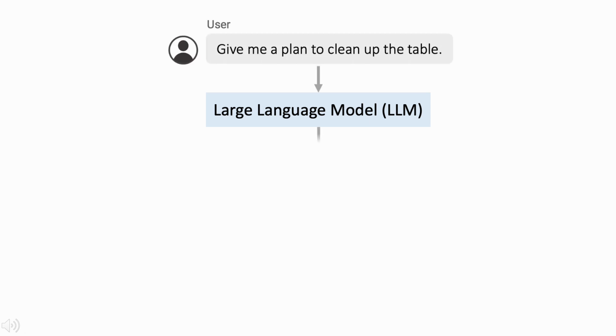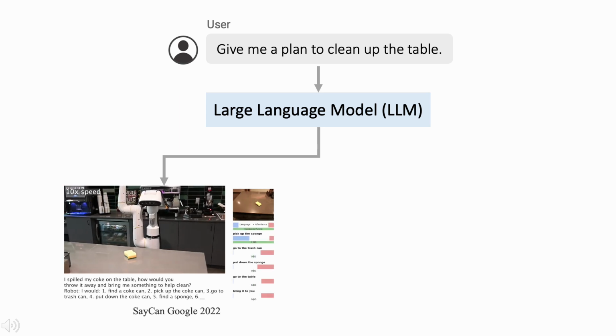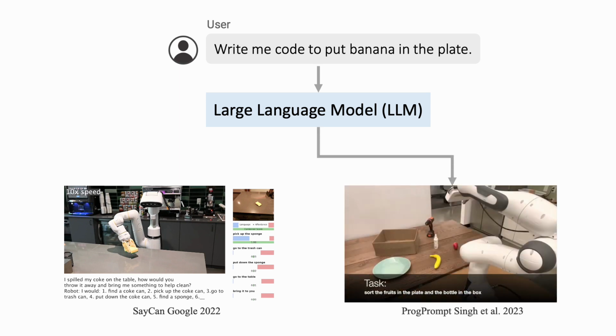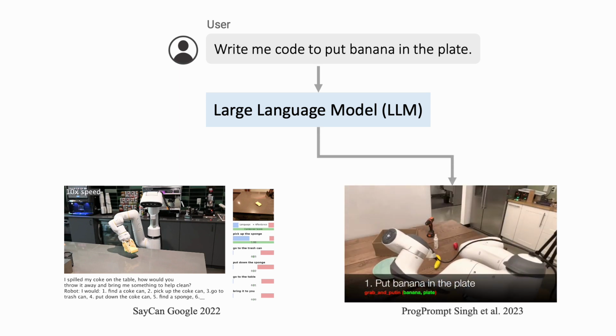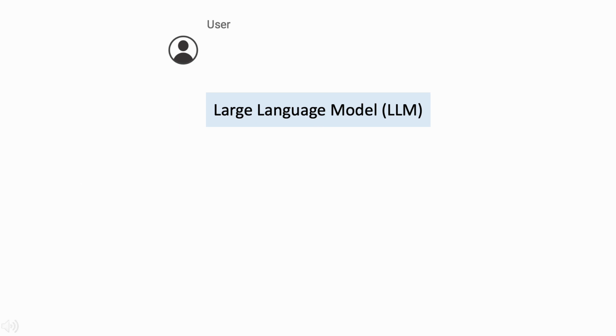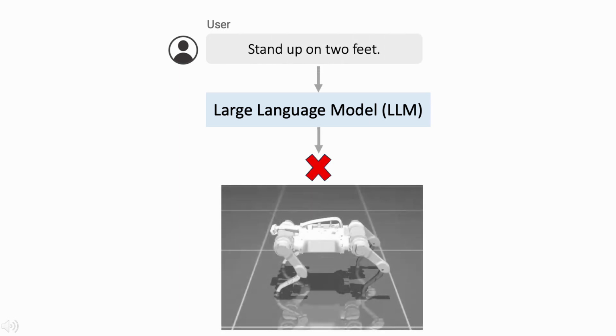Recent progress in large language models for robotics has shown its ability to generate long horizon plans or directly generate code to intelligently orchestrate different primitive skills on the robot. However, large language models struggle with directly outputting low-level robot commands due to the limited availability of relevant training data.